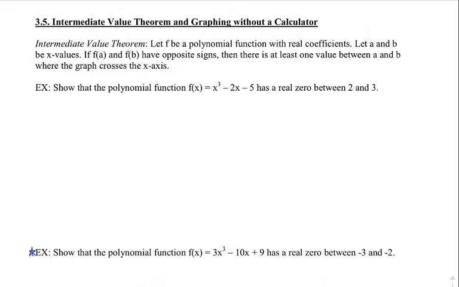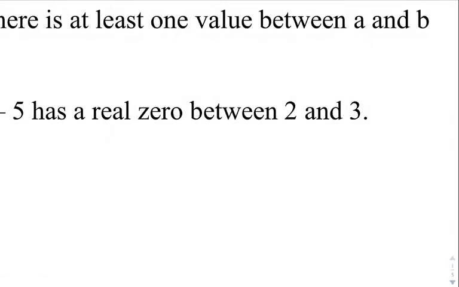So in order to show that, all you're going to do is plug in both zeros one at a time, and if they have opposite signs, what that means is there's at least one value between those two where the graph does cross the x-axis. So it wants us to show that there's a real zero in between x equals 2 and x equals 3.